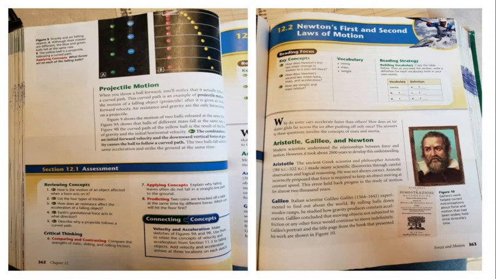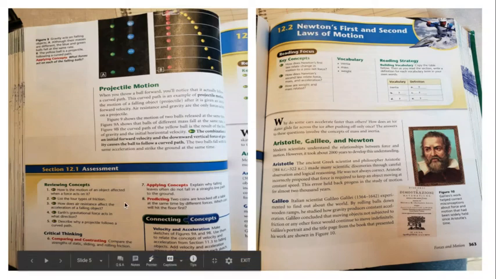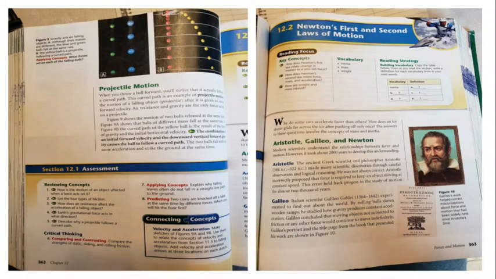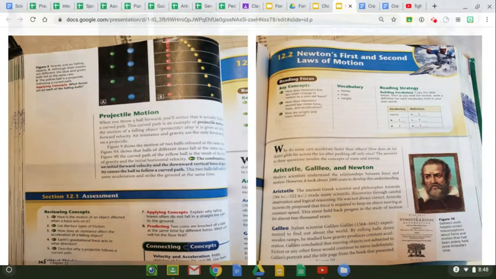Reviewing concepts. Question 1. How is the motion of an object affected when a force acts on it? Question 2. List the four types of friction. Question 3. How does air resistance affect the acceleration of a falling object? Question 4. Earth's gravitational force acts in what direction? And question 5. Describe why a projectile follows a curved path.